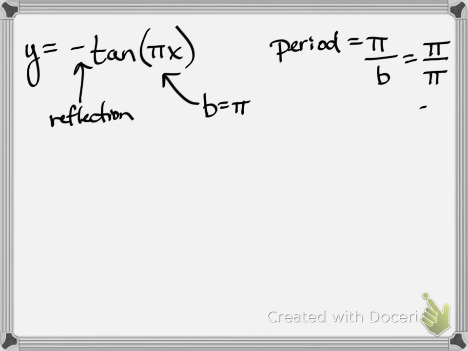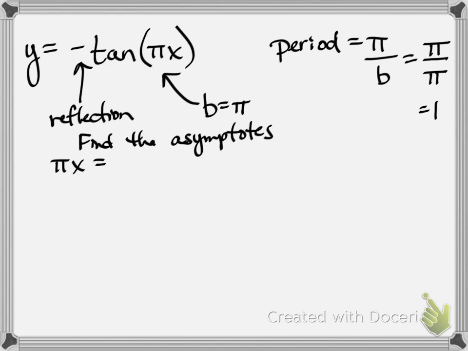So that's 1. So we're going to do, normally tangent would have an asymptote. So we're going to find the asymptotes. Normally tangent would have an asymptote at negative pi over 2. And normally it would have another asymptote at positive pi over 2. And we're going to see how that bx minus c thing, it doesn't create a phase shift, kind of does, but it's more like it changes where the asymptotes are.